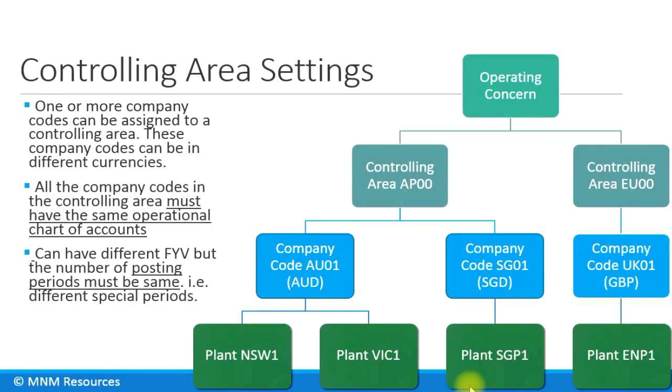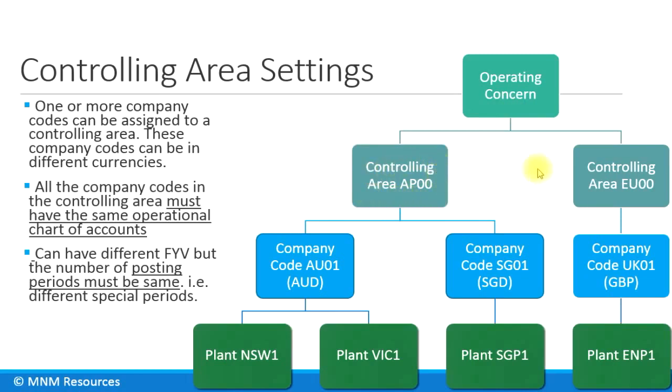Let's look at the settings of the controlling area. As I mentioned earlier, one or more controlling areas can be assigned to an operating concern. In this diagram I have assigned controlling area AP00 and controlling area EU00 to one operating concern. An operating concern is also a 4-character ID. I can give a different ID over here. I can even call it OP00 or any 4-character ID.